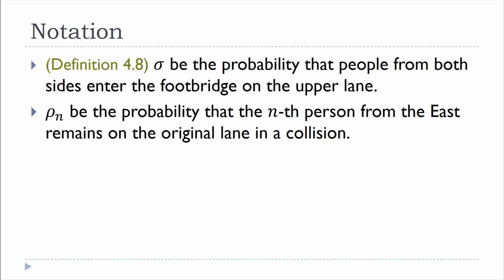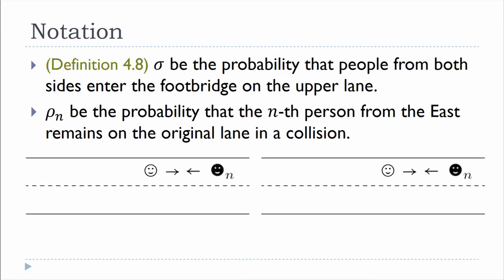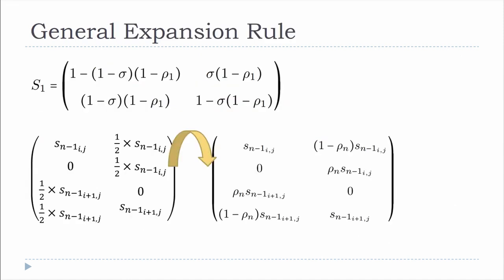First, we denote two new notations. We let sigma be the probability that people from both sides enter the footbridge on the upper lane. And we let rho n be the probability that the nth person from the east remains on the original lane in a collision. So this is two cases, where the left side is rho n, the right side is 1 minus rho n. So we have derived the general expansion rule from the original expansion rule by introducing the sigma and rho n into it.